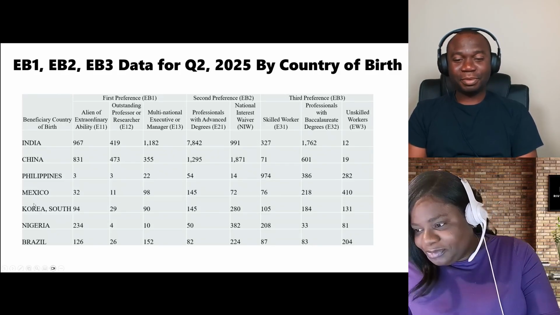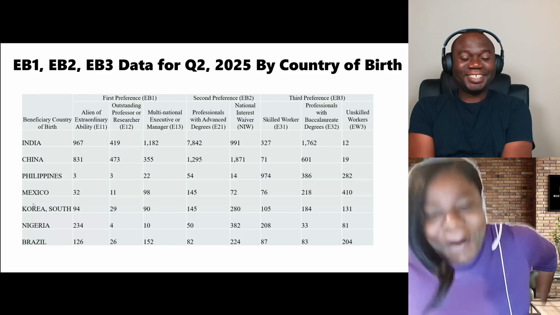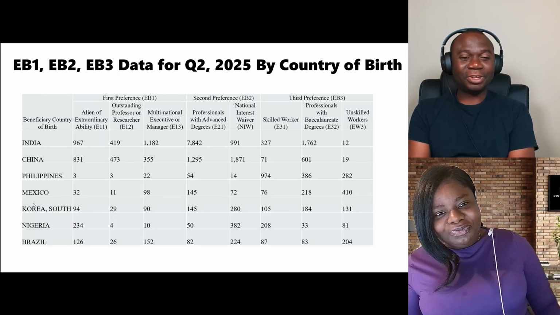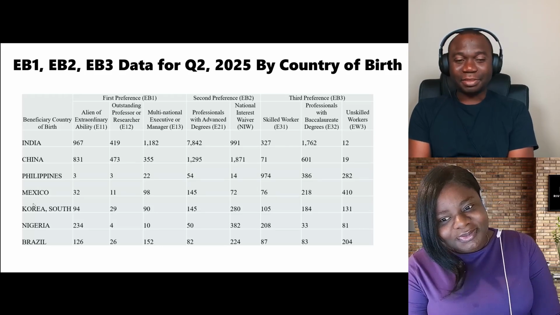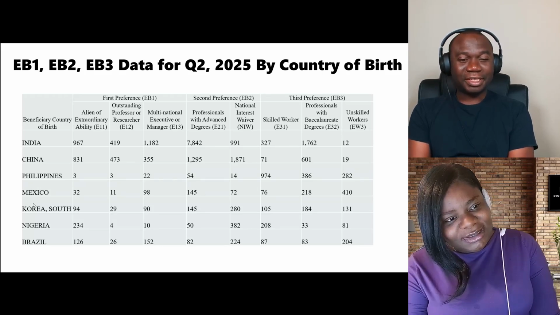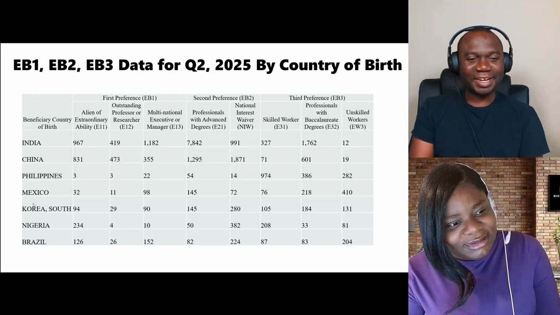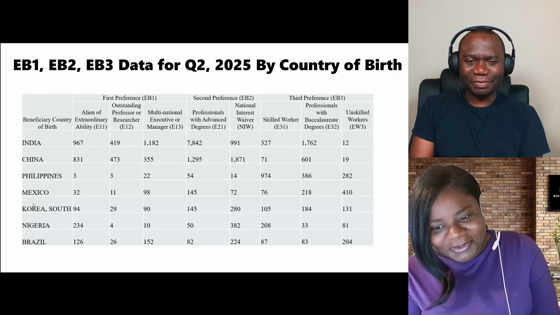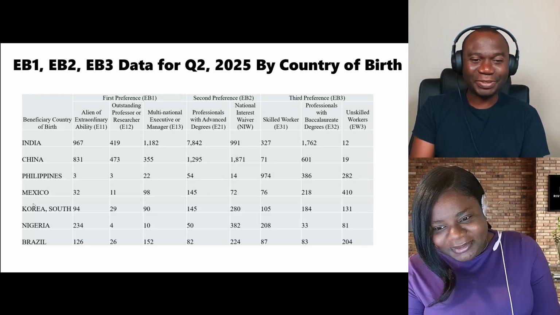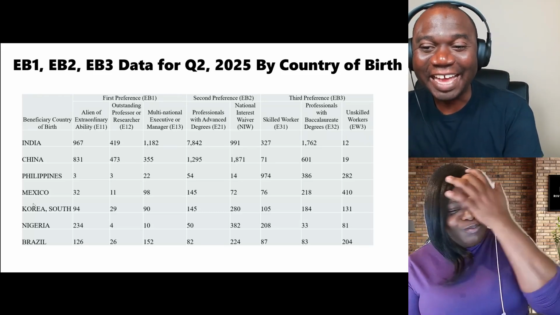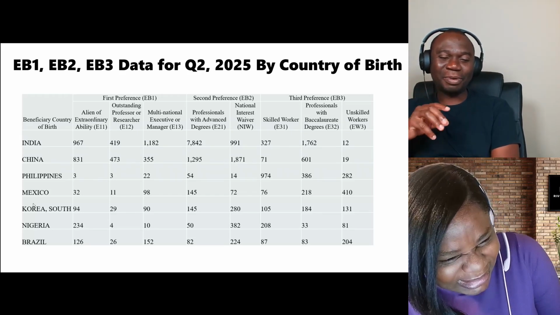Okay, let me start from this current slide. You can see that there are a lot of applicants from India and China. That has been happening for a while. I can see that other countries have followed, like the Philippines, Mexico, South Korea, Nigeria, and Brazil. So, for example, Nigeria: for first preference, for people with outstanding professor, only 4 people applied. And I'm sure there are so many people that qualify, but just 4 applied.